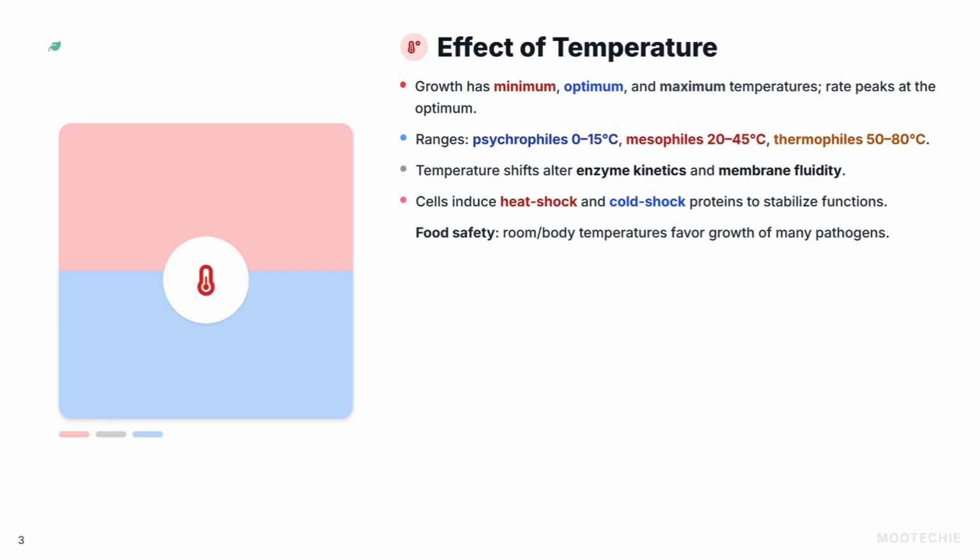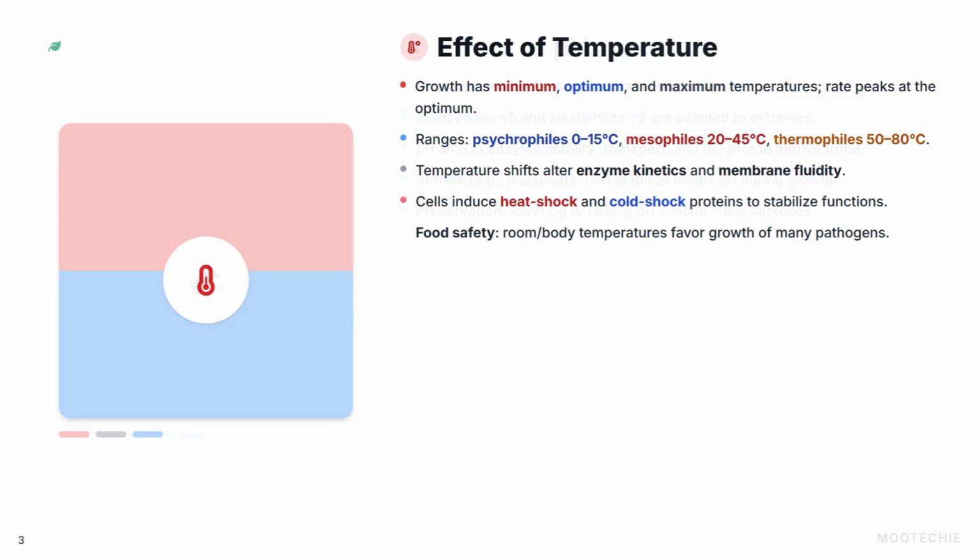Temperature shifts alter enzyme kinetics and membrane fluidity. Enzymes work at certain speeds depending on temperature, and the cell membrane needs to remain fluid enough for transport. Too cold it solidifies, too hot it becomes leaky. Cells induce heat shock and cold shock proteins to stabilize functions. These are like emergency repair crews that help protect proteins and maintain cell integrity during sudden temperature changes. From a food safety perspective, room and body temperatures favor the growth of many pathogens. That's why proper refrigeration or heating is so important in preventing foodborne illnesses.